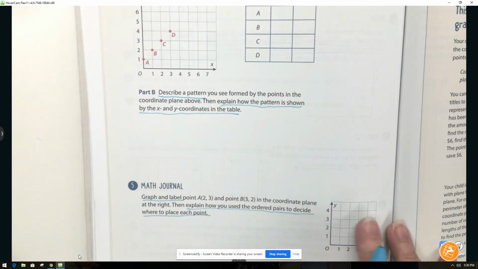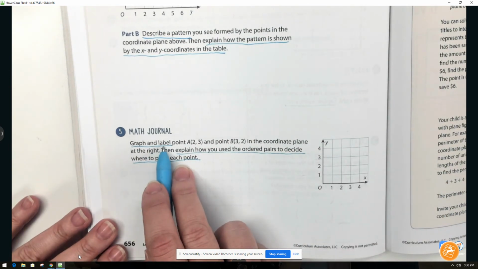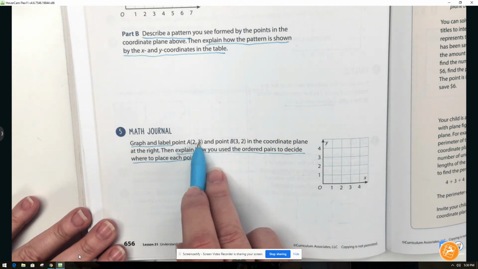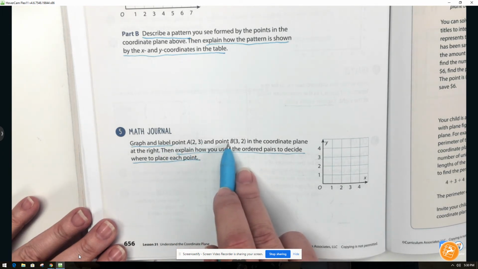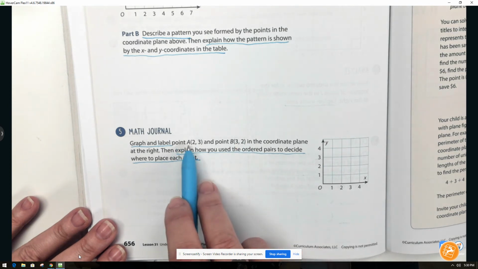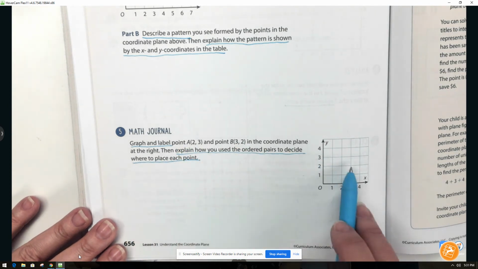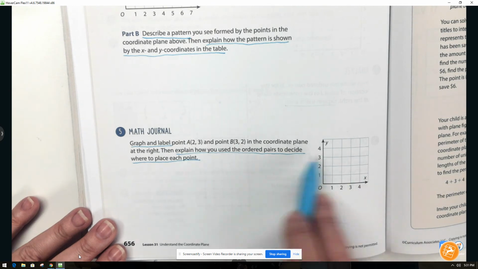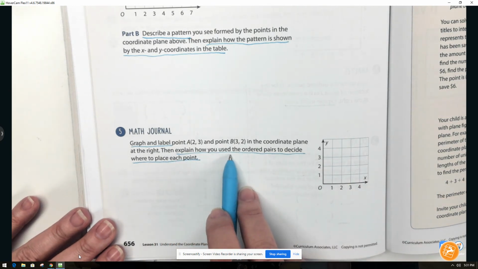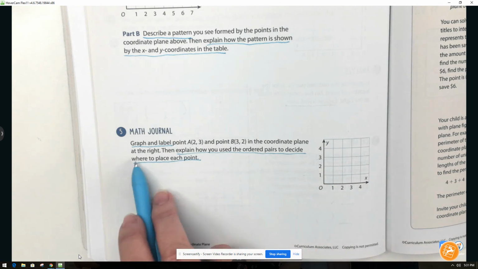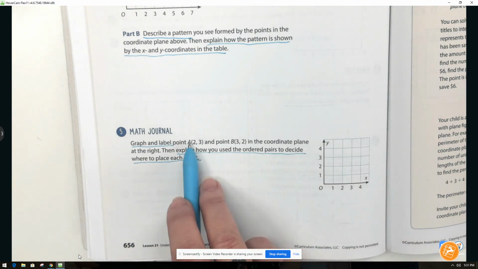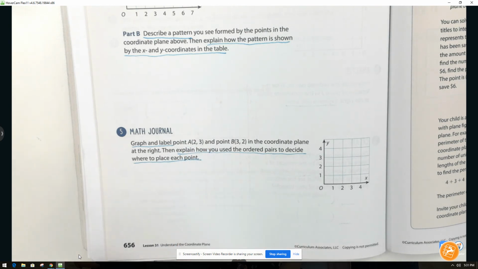And then finally for number 5, it says graph and label. So graph and label point A, which is 2, 3, and point B, which is 3, 2, in the coordinate plane at the right. So you're going to graph these 2 points first. Then you're going to explain how you use the ordered pairs to decide where to place each point. So how did you know to put point A at 2, 3? What do we know about ordered pairs that tells you where to put the point on the number line? Explain that to me here.